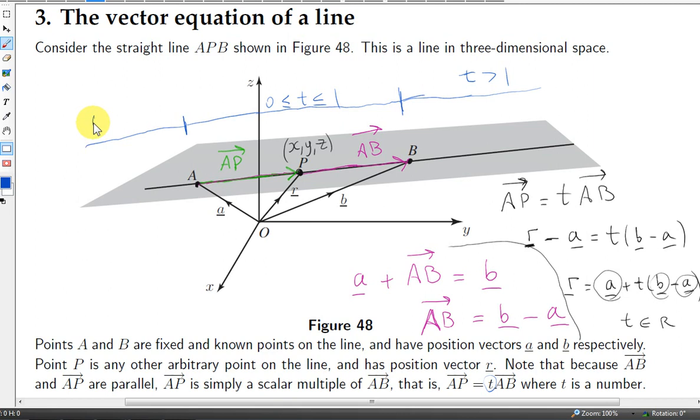And if we take values of T less than 0, we are going to get points on this part of the line, because then we are multiplying a negative number by vector AB, so we are reversing its direction. So A is fixed, so if we multiply a negative number by AB, we're going to get a vector pointing in a direction that's opposite to the direction of vector AB. If we minus a vector, we switch its direction. So we get points on this part of the line for T less than 0.